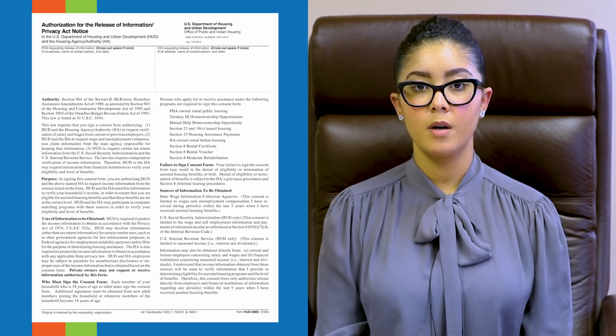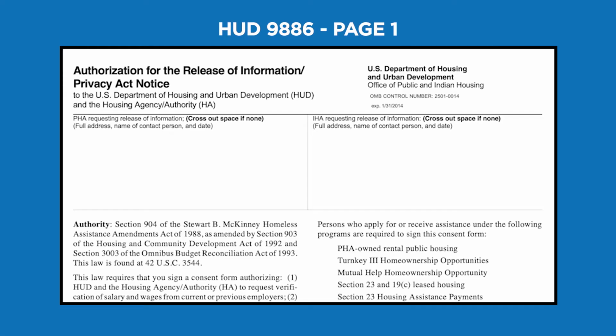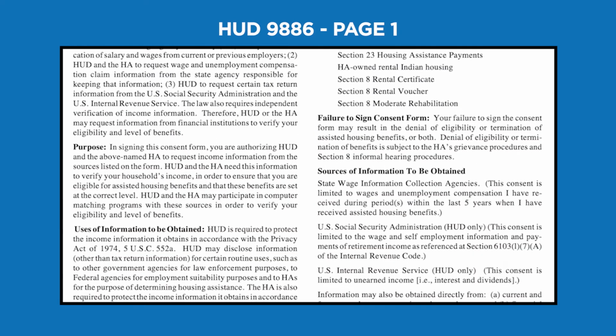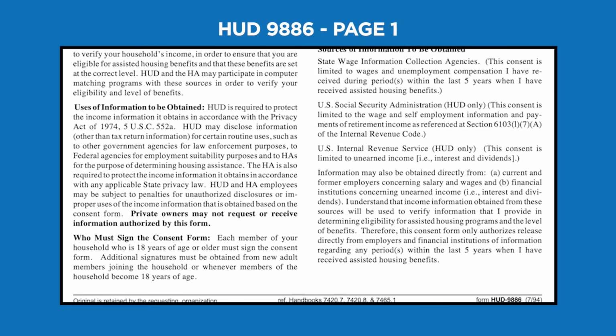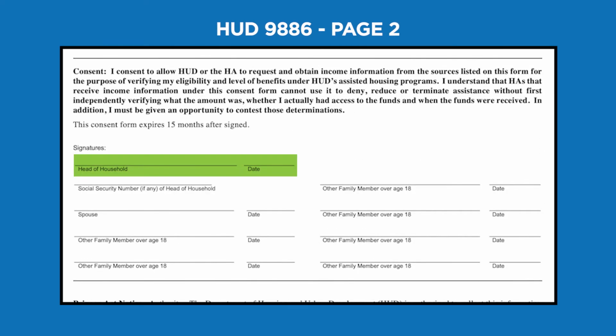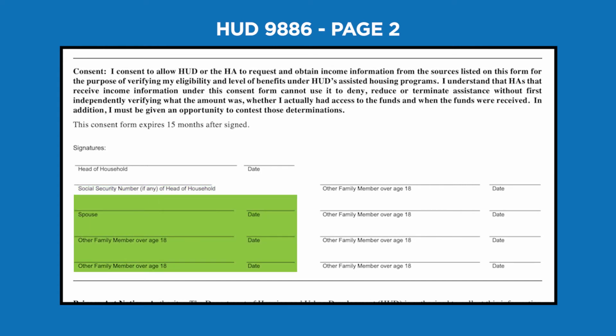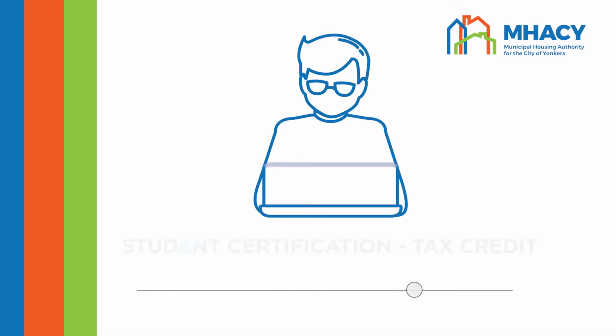Next, we have the HUD 9886 Release of Information form. All household members 18 or older must read page 1. The head of household must sign, date, and provide their Social Security number. And all household members 18 or older must also sign and date.